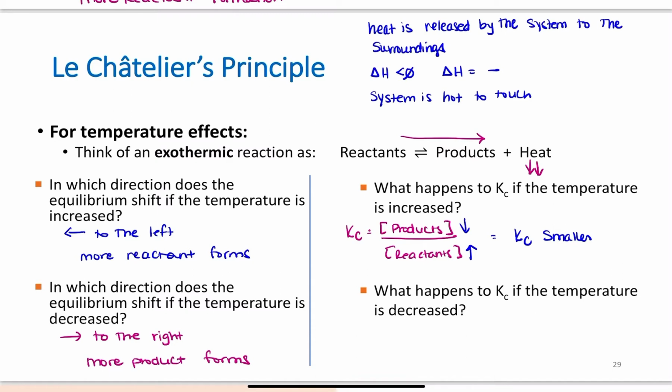And what happens to Kc if the temperature is decreased? Same concept here. Kc is equal to the concentration of your products over the concentration of reactants. If I decrease the temperature, I'm going to increase product, decrease reactant, and Kc becomes larger.